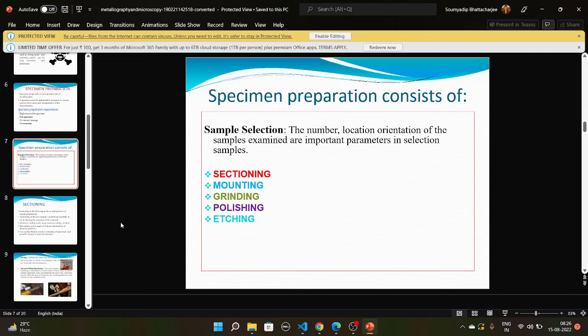By etching, you are basically making the surface a bit rough so that when the light rays come under the optical microscope and are reflected back, the grains and grain boundaries can be differentiated. So these are roughly the different processes in preparing the specimen for the metallography examination.